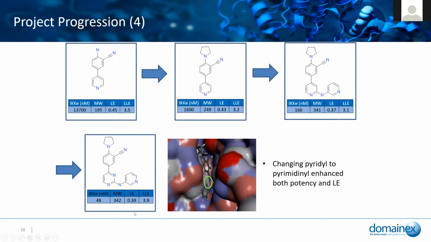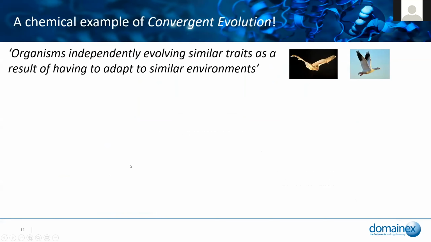However, if you're familiar with kinase research, you might think, oh, I've got a bit of deja vu here. I've seen this kind of scaffold before, this so-called aminopyrimidine scaffold, and you'd be right. And this is a really interesting example of what I think of as convergent evolution. So to a biologist, convergent evolution is when two organisms have evolved to be very similar, as a result of adapting to a similar environment.